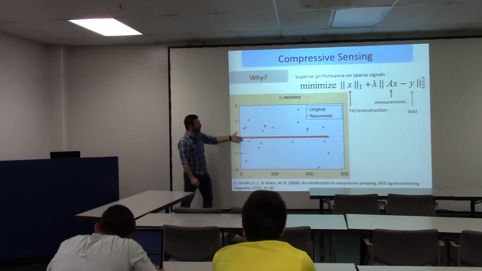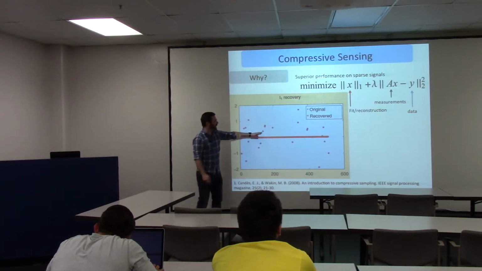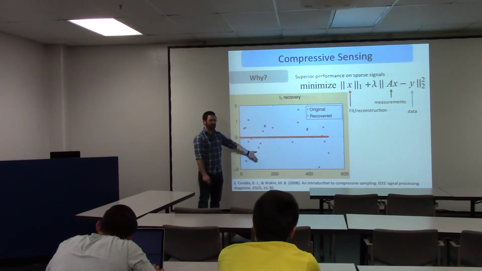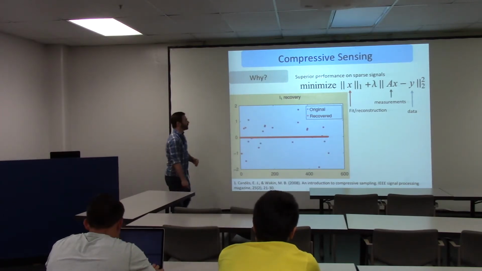So notice the blue was the original signal. The red is our reconstruction. And look how nicely the red overlaps the blue, right? It's like a perfect reconstruction. We solve for X pretty much exactly.